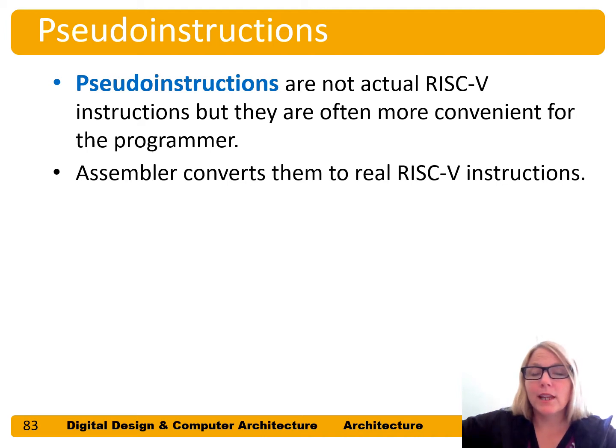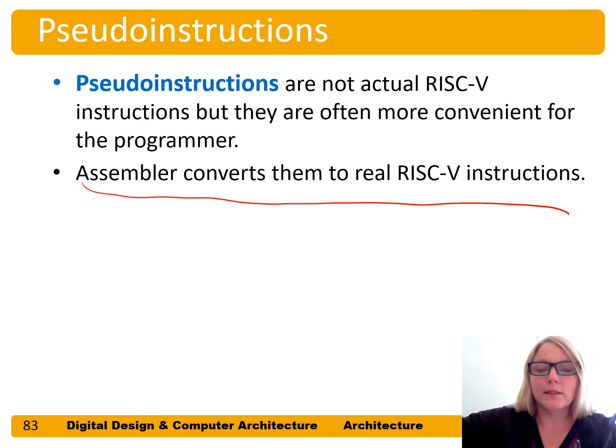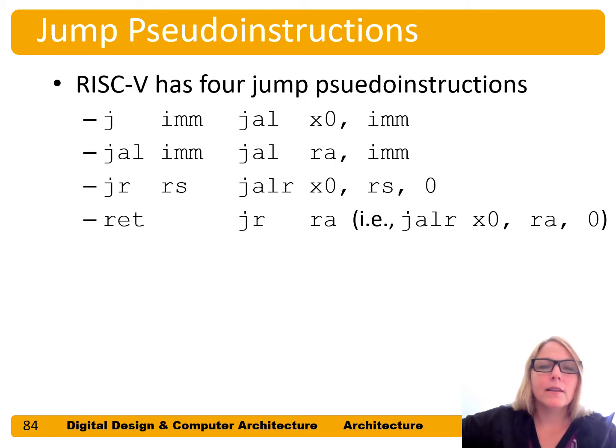Mostly we use them in terms of pseudo instructions. So we actually don't necessarily use all its capabilities, but we use an instruction that's not actually a RISC-V instruction, but it's convenient for the programmer to use. The assembler will then convert them into real RISC-V instructions. So here are 4 jump pseudo instructions that are commonly used.